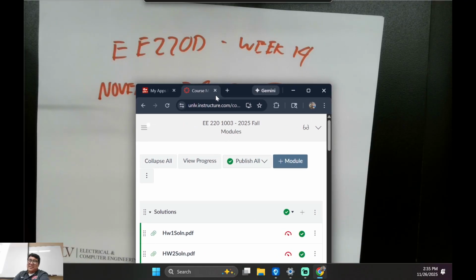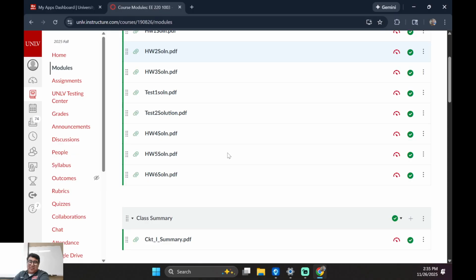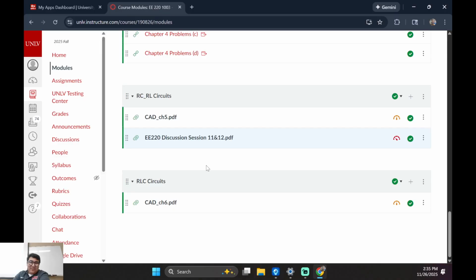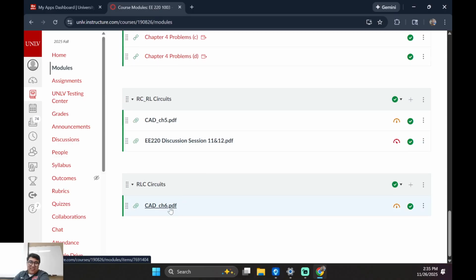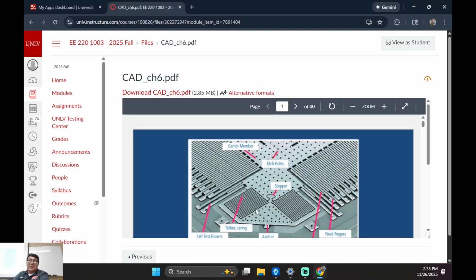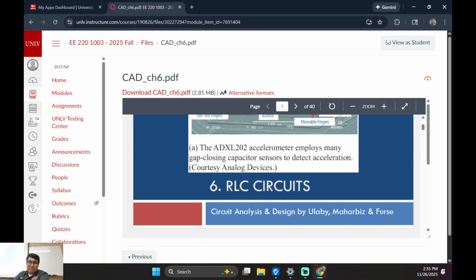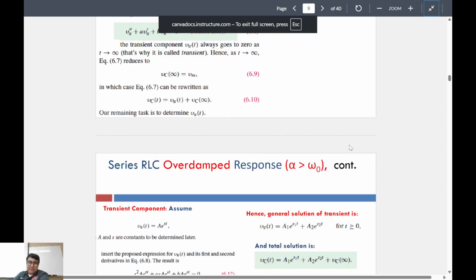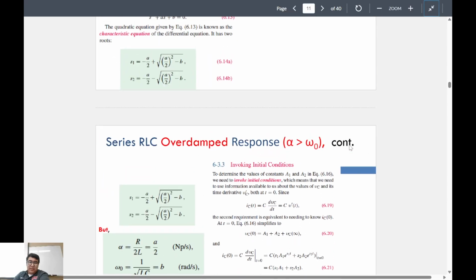Let me see if I can show you what I was trying to do. Solutions, RLC circuits, this is the chapter, right? He posted the solution now, so we can try to reference one of the homework problems and work through the solution.